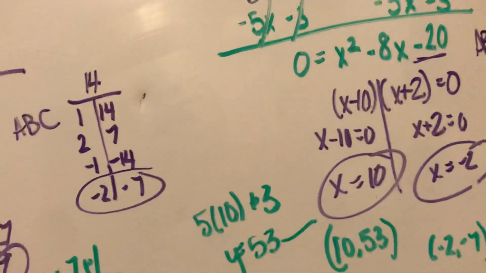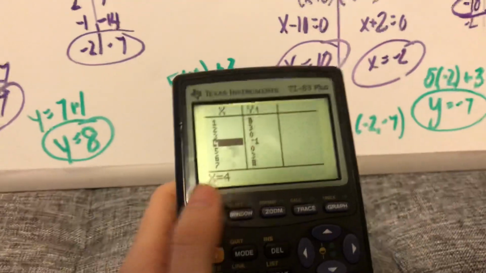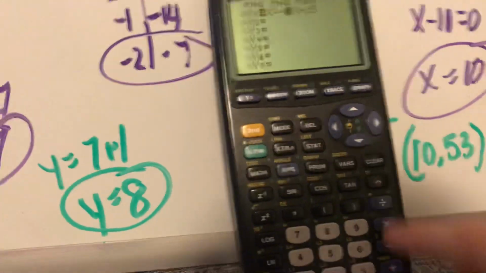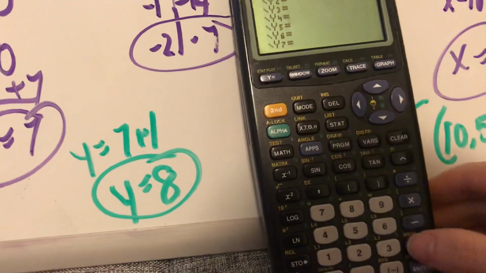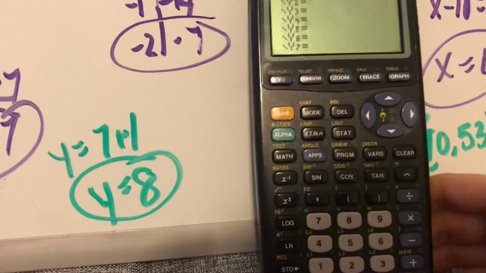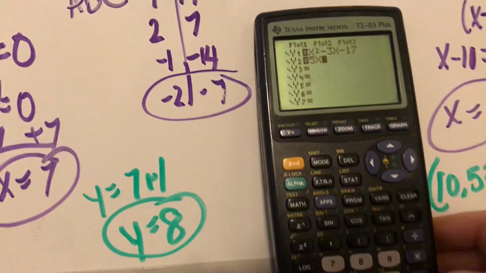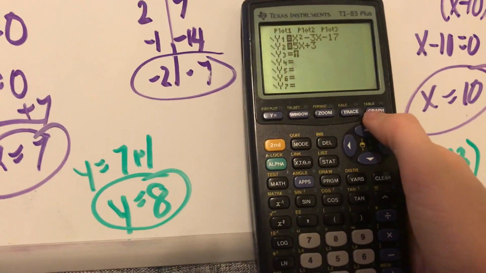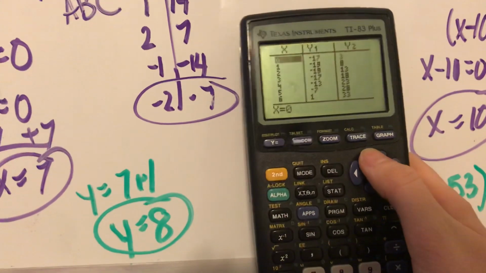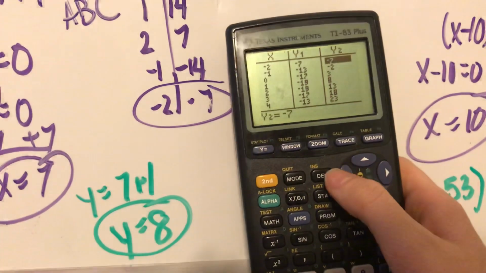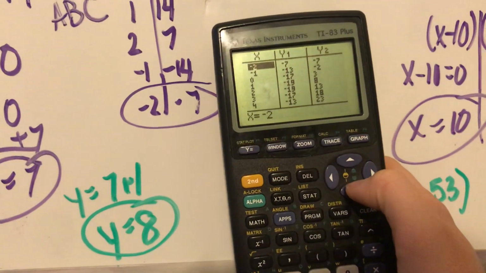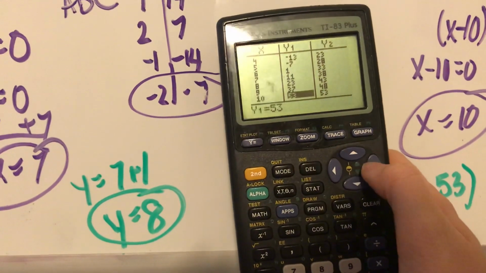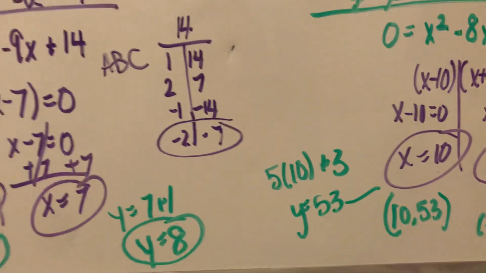I can even triple check my solution here by going into my graphing calculator, typing in my two functions. So I have x squared minus 3x minus 17. And then I have 5x plus 3. I don't even care about the graph. Let's just go to second table and look at those values. So at negative 2, notice both of those y values are negative 7. So that's definitely a solution. My other one we found was 10, 53, 53. And that's how you know you're correct.